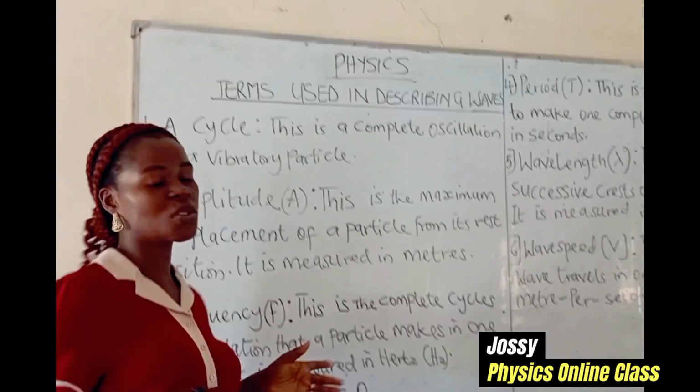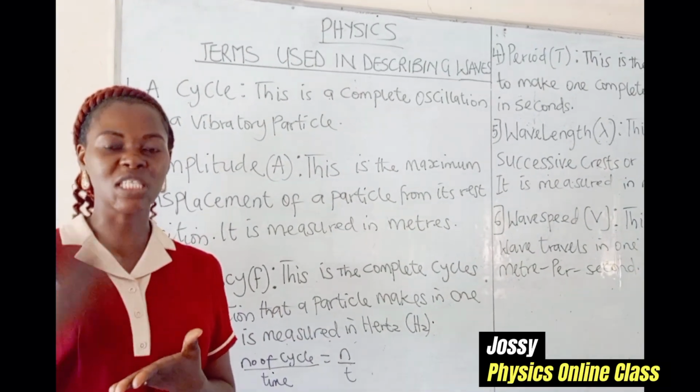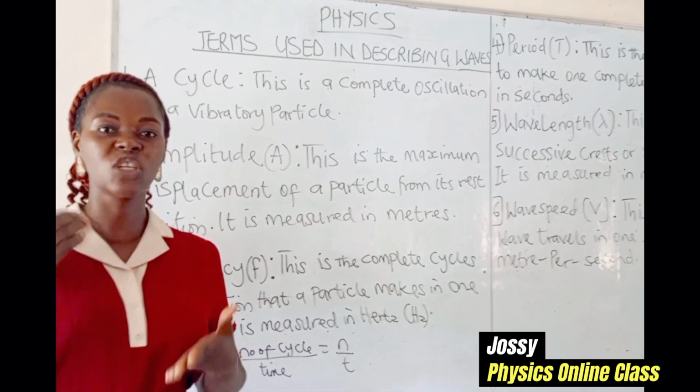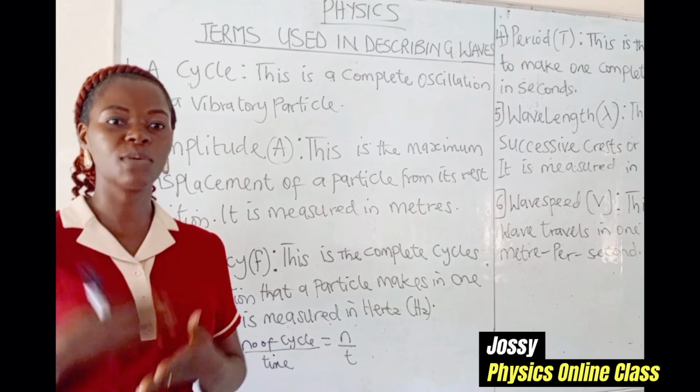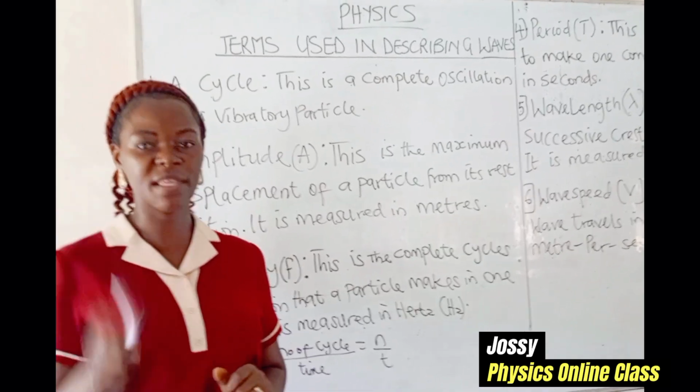Now, this amplitude can also be known as the peak or the maximum displacement in which a wave has traveled. It is measured in meters.